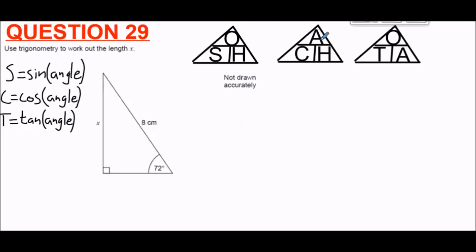Now O, A and H relate to the sides of a triangle. So O is the opposite side. By opposite I mean the opposite side to the angle you're talking about. A is the adjacent side.